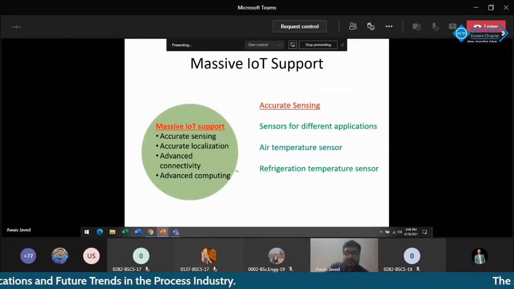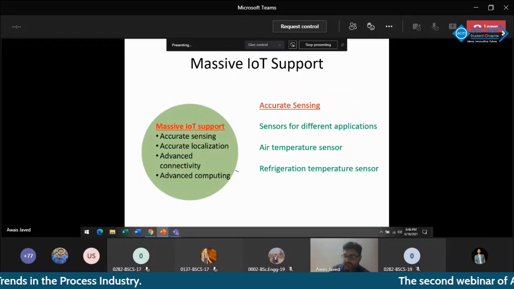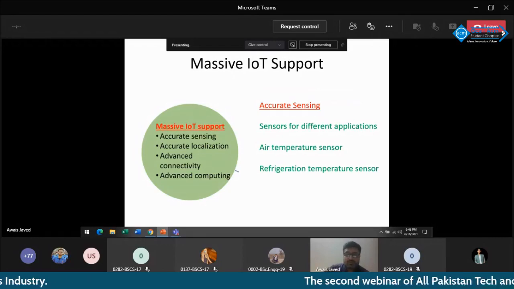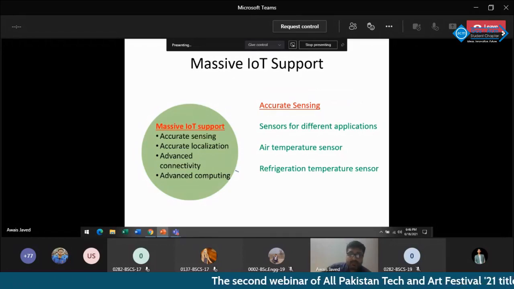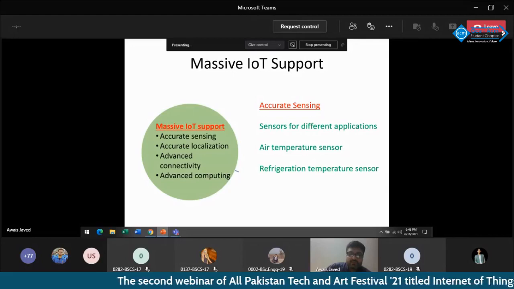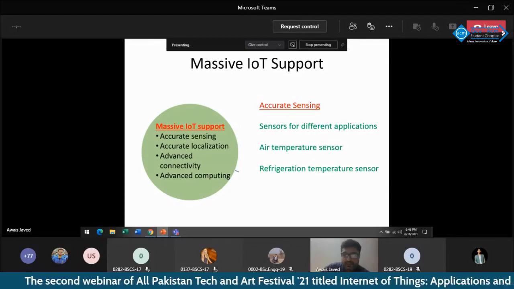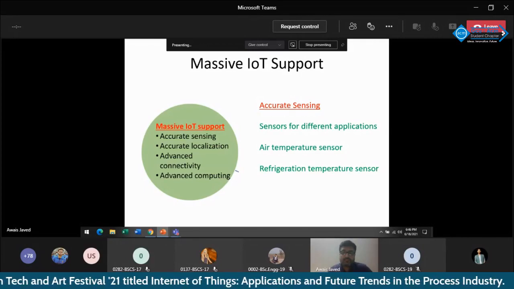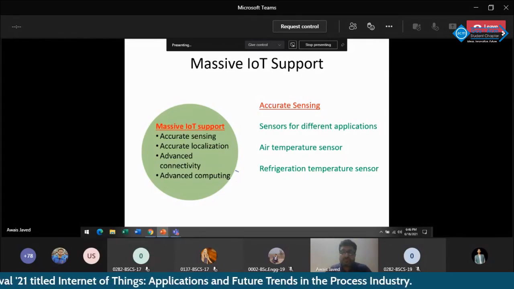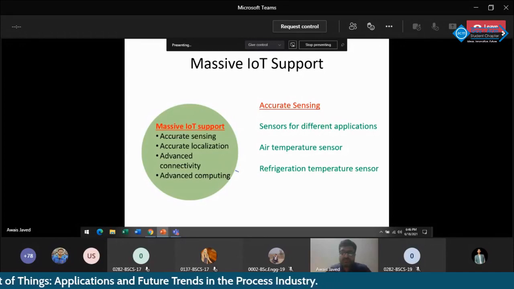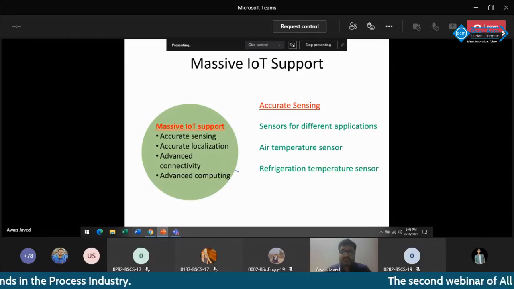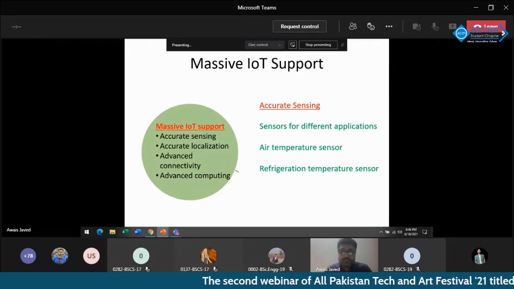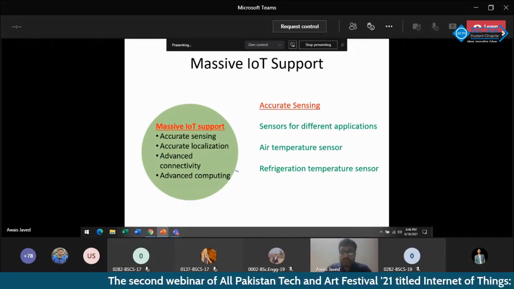Another key feature of 6G is massive IoT support. With a lot of applications of IoT, you will require accurate sensing. Accurate sensors will be required. An interesting thing is that sensor selection is also a very important aspect of IoT. You can have different sensors for different applications, or for a single application you can have different requirements of a sensor.